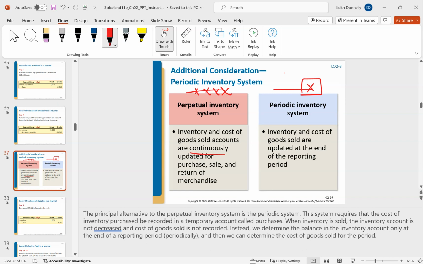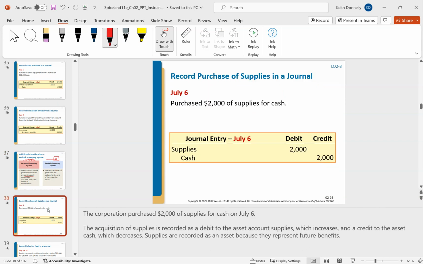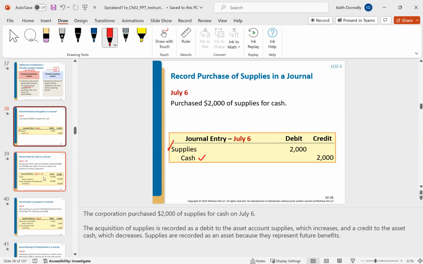If you remember those FIFO, LIFO type things, you can use it as a kind of grand total. You also can use FIFO and LIFO in a perpetual system, but this is just mapping it out at a high level, right? So let's continue here. We bought some supplies with cash. Debit supplies, credit cash, not a big deal there.